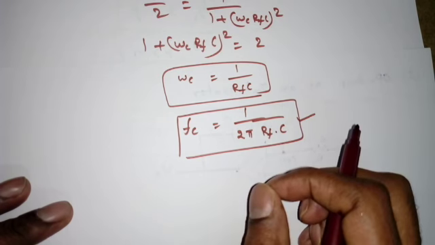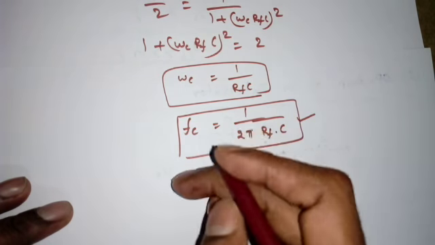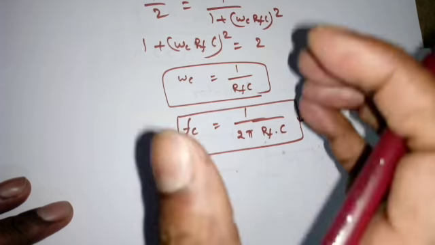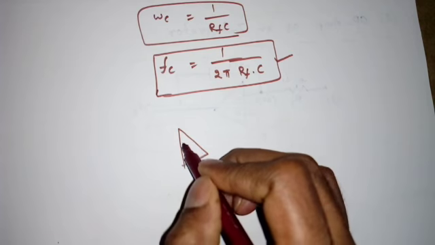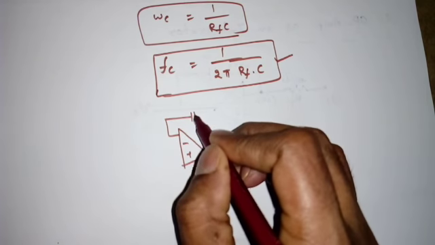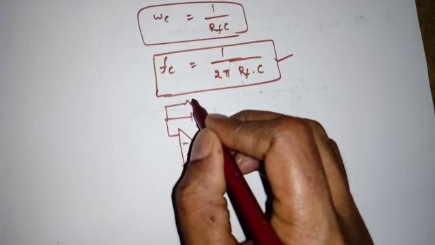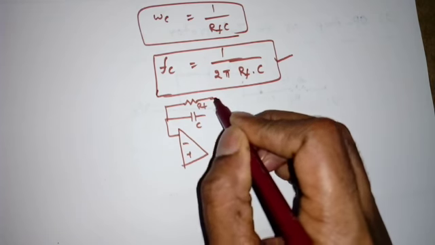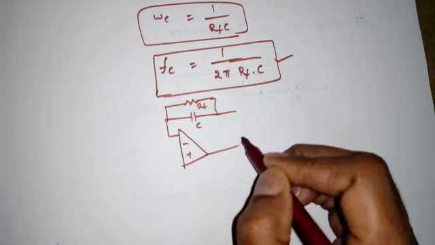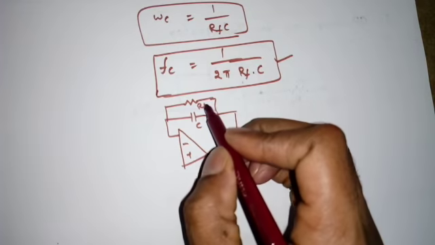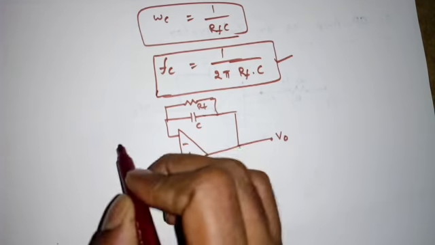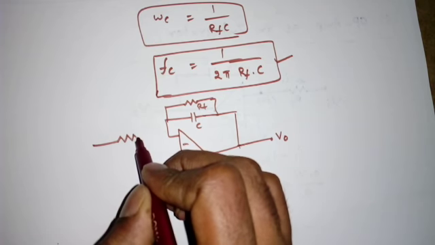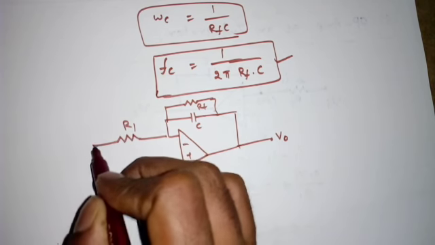If suppose in the GATE exam they ask, find the cutoff frequency of the given circuit. So what is the circuit? This is the circuit. There is a capacitor here and there is an RF here. So for the low pass filter, what is the cutoff frequency? 1 by 2 pi RF into C only. There is no relation with this R1.